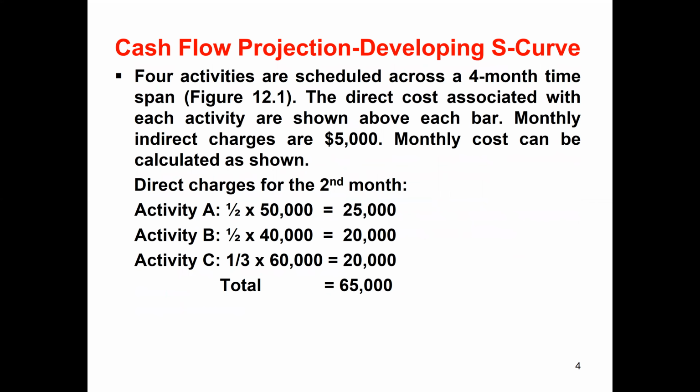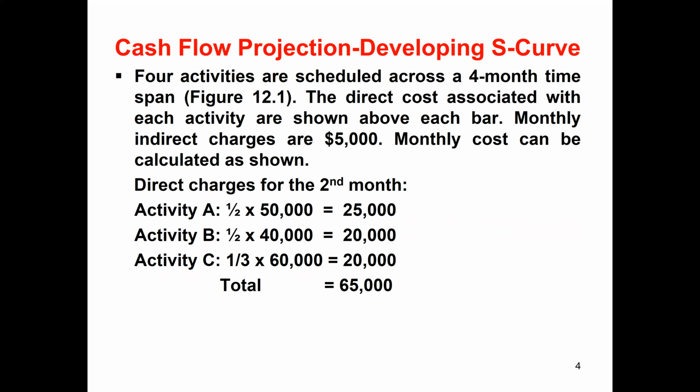Now we are going to learn how four activities are scheduled across a four-month time, in figure 12.1. So how do we develop the S-curve? We are going to learn how we can develop an S-curve with a simple example. The direct costs associated with each activity are shown above each bar. Monthly indirect charges are $5,000.